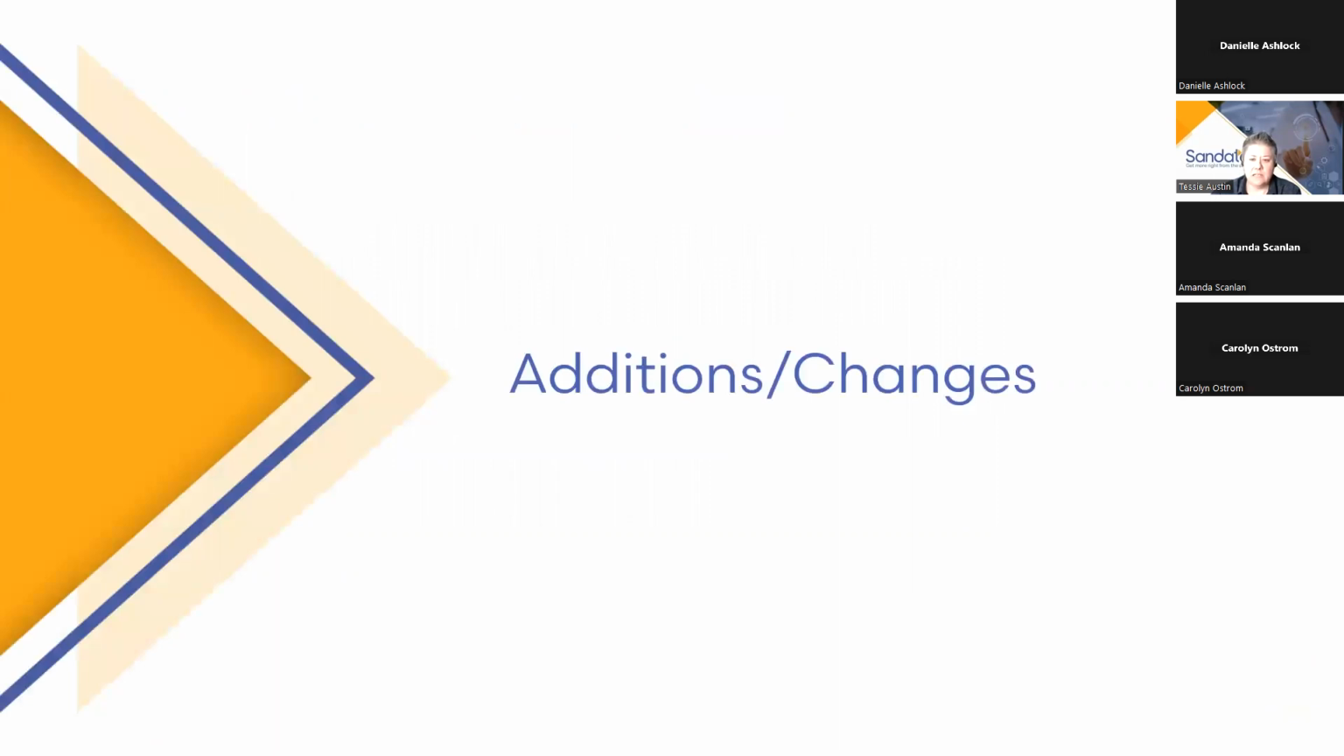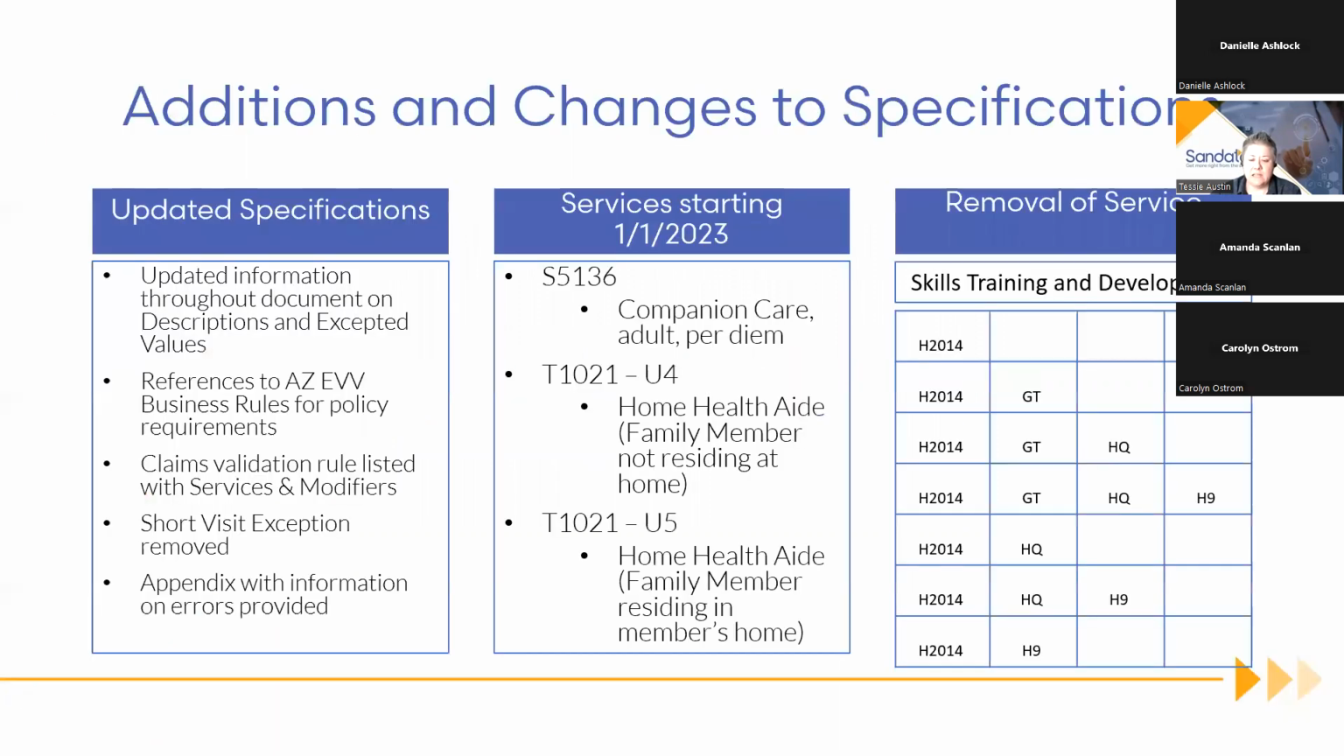So looking at the next section, we've got a couple of call outs, some additions and changes to the specifications. We have updated the specifications and I believe they are posted on the Arizona EVV website. We're on version 15, if you're keeping up with them. We have some updated information in that document, really around the descriptions and the expected values. And this is where our tier three team and Carolyn really came into play. They were able to provide us information from the tickets and the issues that have occurred.